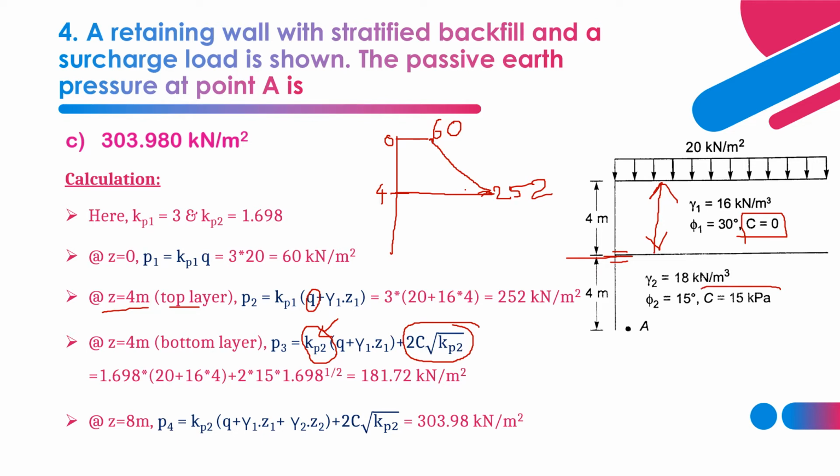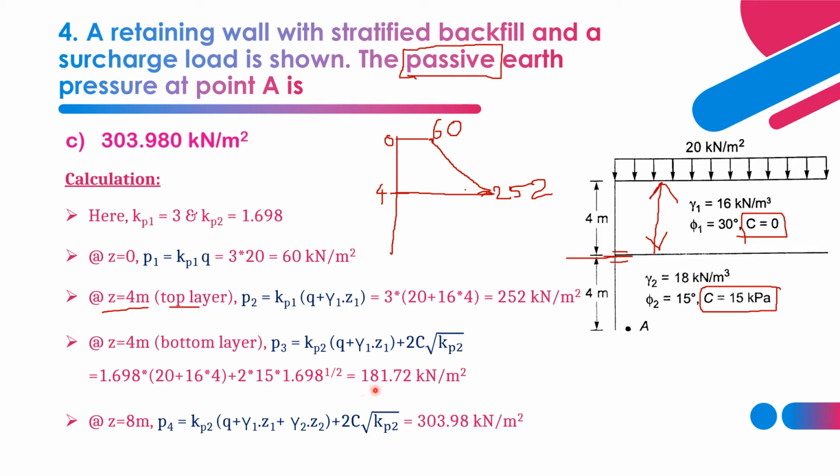But here the cohesion is occurring. So C equal to 15 kilopascal. That's why we have to add plus 2C root Kp. Why are we adding the plus sign here? Because the earth pressure is passive. In case of active earth pressure, we have to subtract, like minus 2C root Ka. In case of the passive condition, we have to add plus 2C root Kp. So here you can see Kp2 into Q plus gamma1 Z1 plus 2C root Kp2.